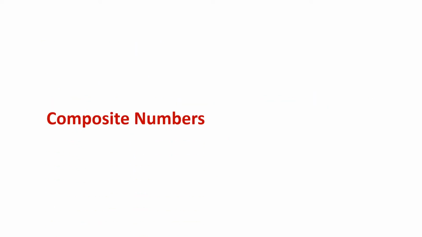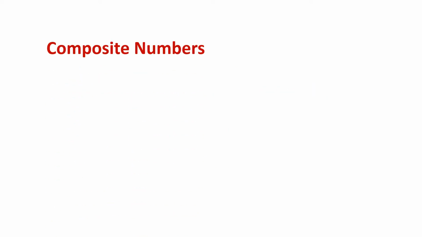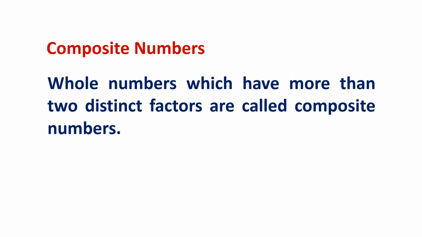Then we have to consider composite numbers. Now, what are composite numbers? Previously, in our table, we saw some numbers with more than 2 factors. So, the numbers which have more than 2 factors are called composite numbers. First of all, we'll go for the definition. Whole numbers which have more than 2 distinct factors are called composite numbers.